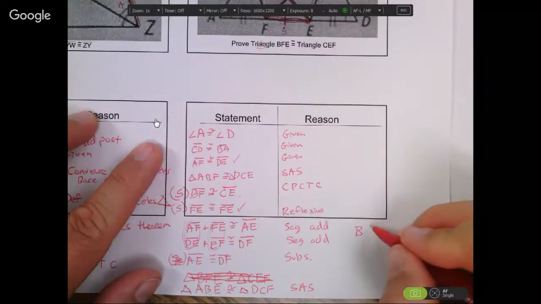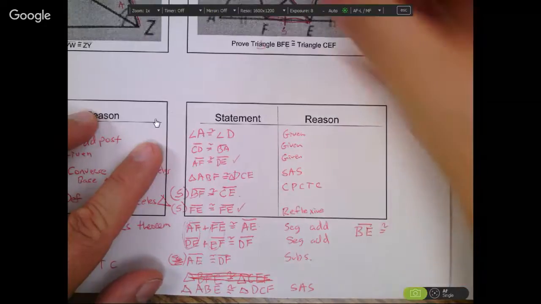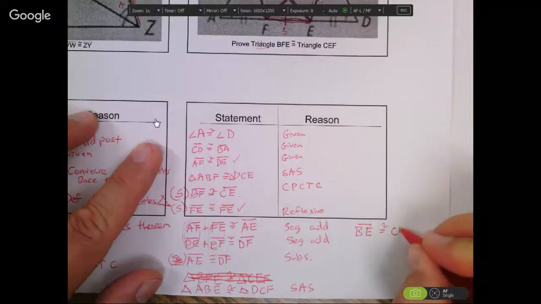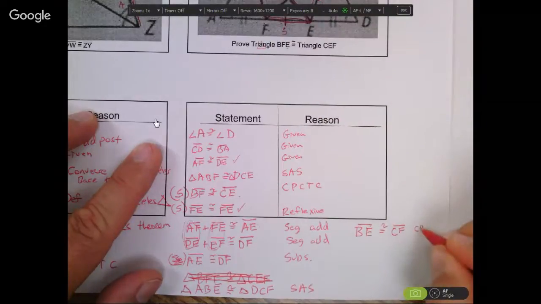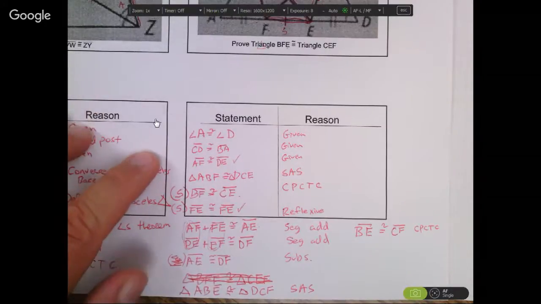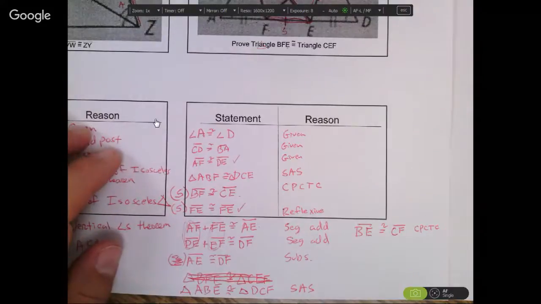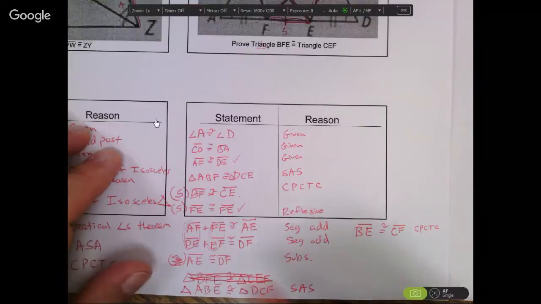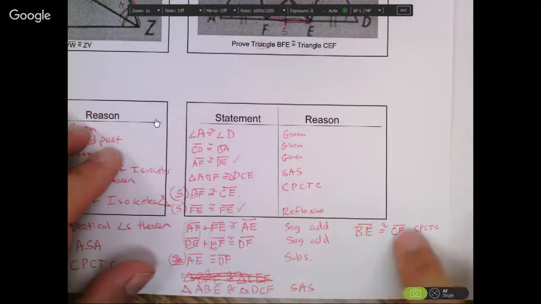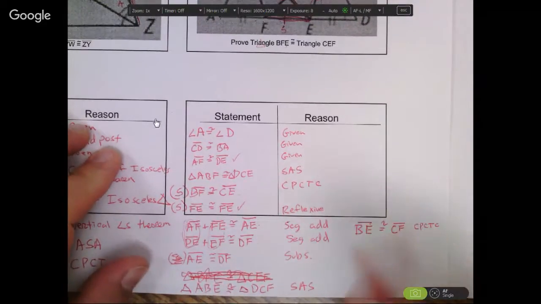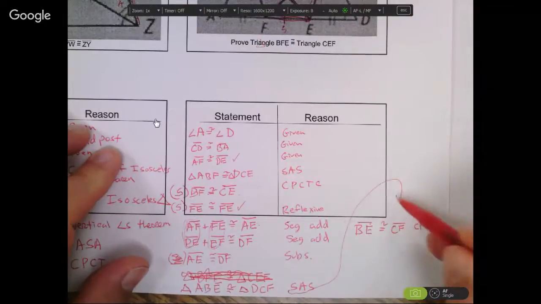So BE is congruent to CF. These corresponding parts of the triangles are congruent. Pause. The next thing is the last thing. I thought SAS was the final. No, then it goes up here. That's why I started writing up there. Unfortunately, we ran out of room.